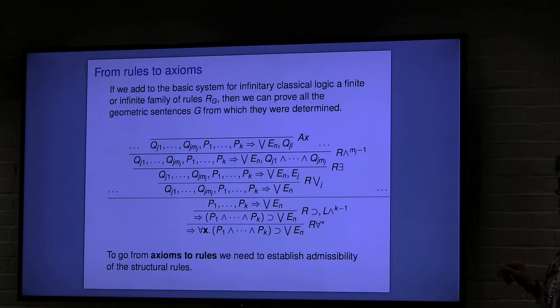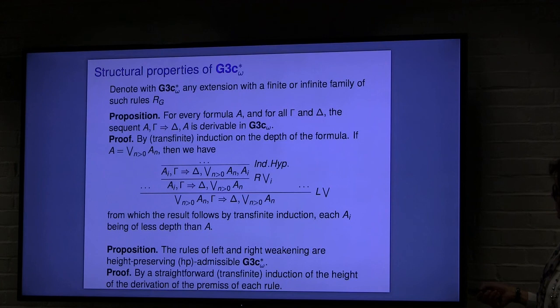For the opposite direction, to move from axioms to rules, we need to use cuts. So we need to prove admissibility of cuts to show that the rule comes from the axiom. But this is what I will do now.